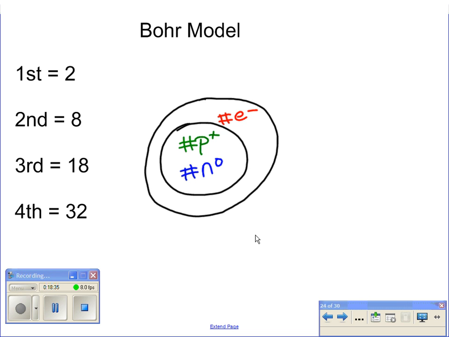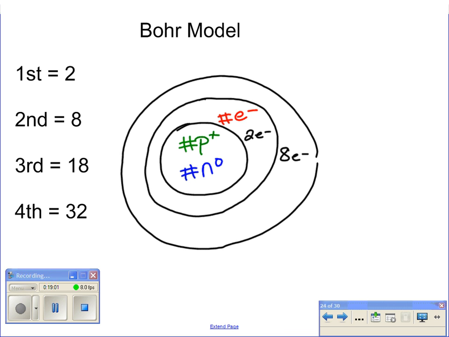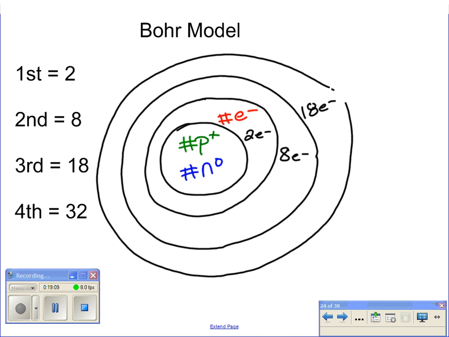So we make a Bohr model by showing the number of protons and neutrons in the nucleus and the number of electrons correctly placed in the energy levels. So we know this first energy level can only hold 2 electrons. The second energy level can hold 8 electrons. The third can hold 18 electrons. And the fourth can hold 32 electrons.